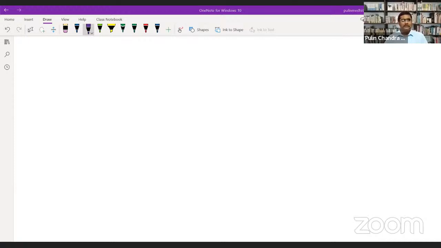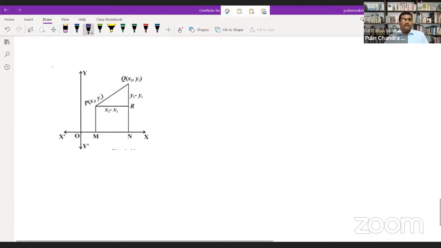So I'm bringing a small figure here. This is the figure. Why did I create the figure? Because figure reference will be easier for you. Now you see, I have taken two points, P and Q. P has coordinates x1, y1. Q has coordinates x2, y2. I want to find the distance PQ.